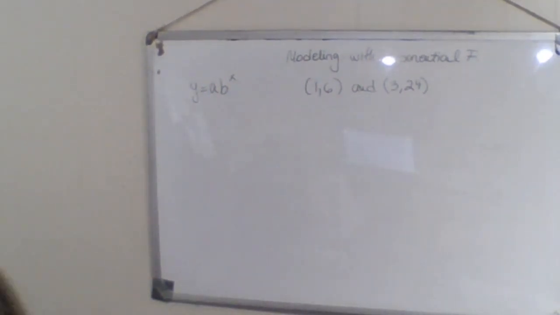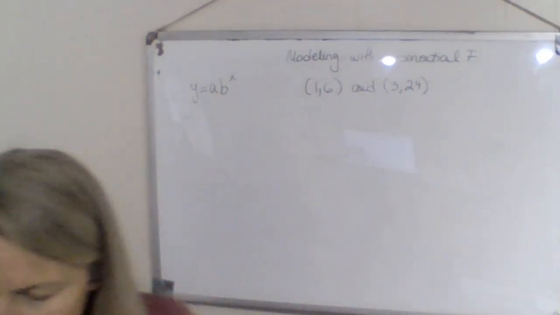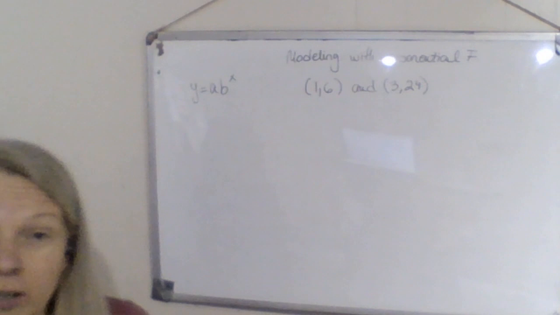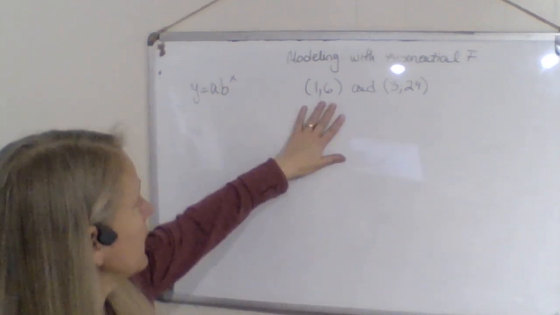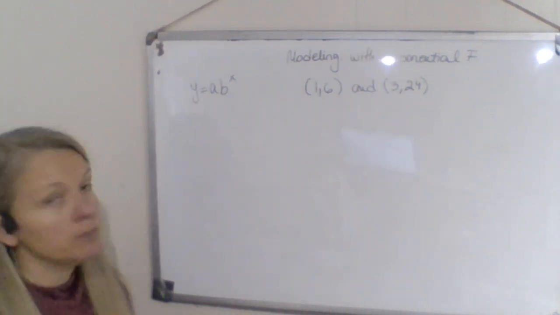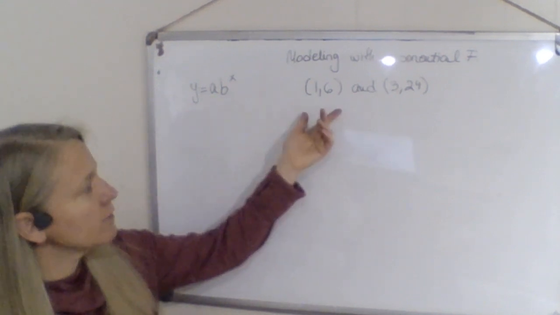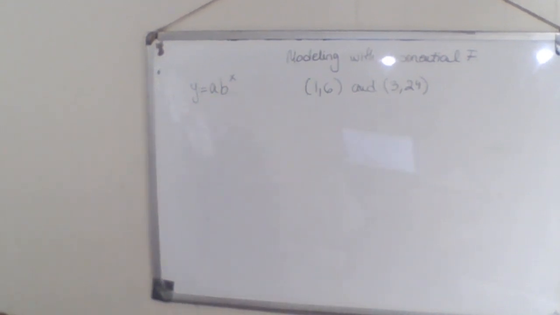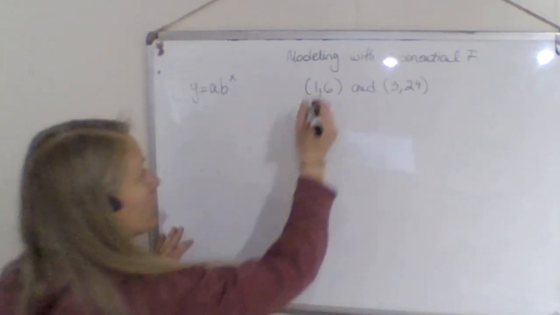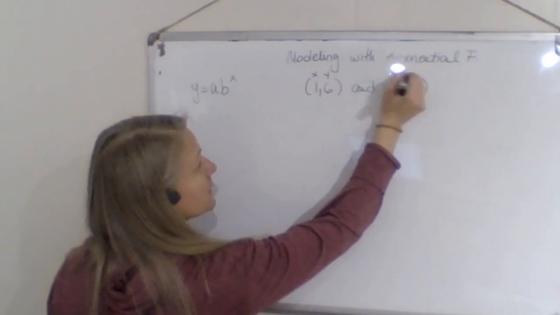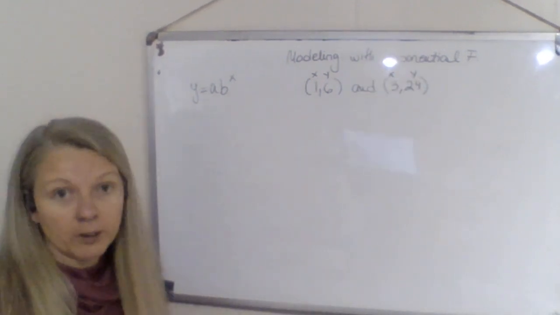Okay guys, 8.7, the last part of this chapter, deals with modeling with exponential and power functions. We're starting with exponentials, which look like y equals ab to the x power. They're telling us to find the model of this function if it goes through the points (1, 6) and (3, 24). Remember, we call this an x and this a y, and this an x and this a y. Every point has two coordinates.